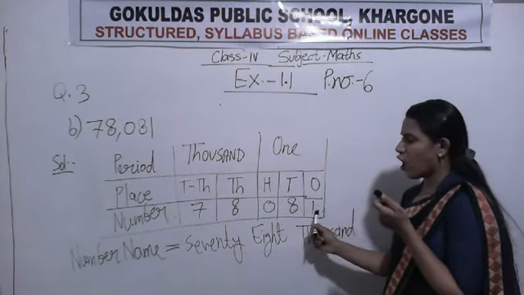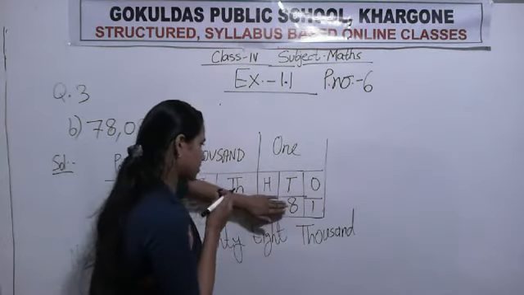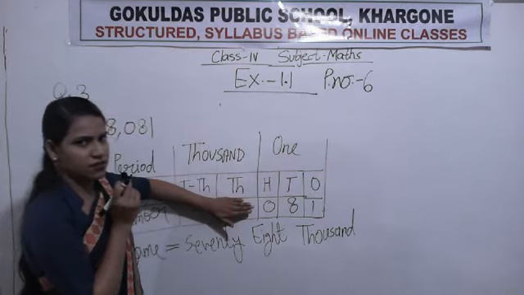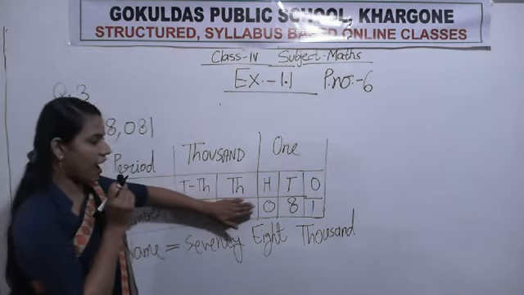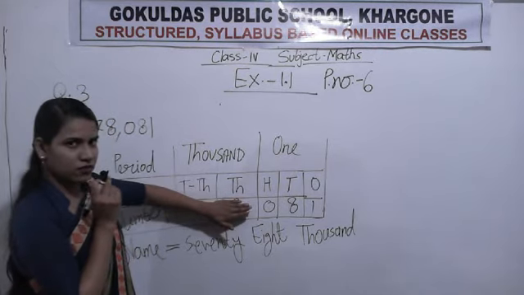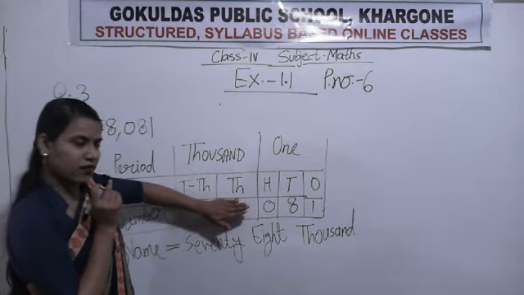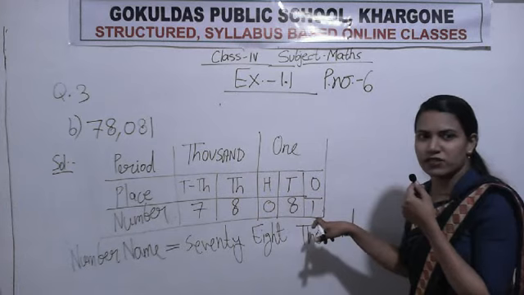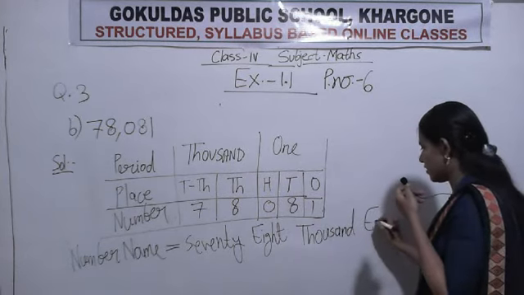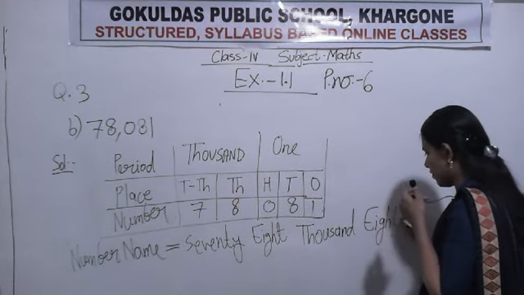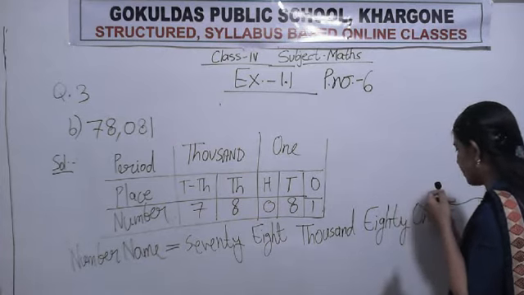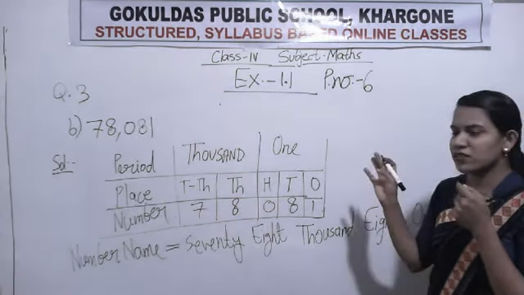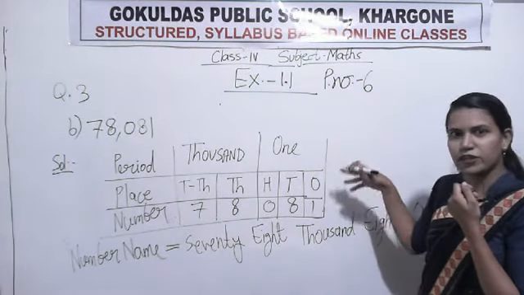What is this? How will you read these last digits? What is that number if I hide all these? It is 81. So write it simply, 81. What is the number name of this? 81. So write EIGHTY-ONE.